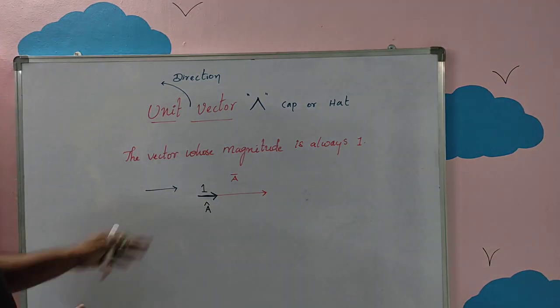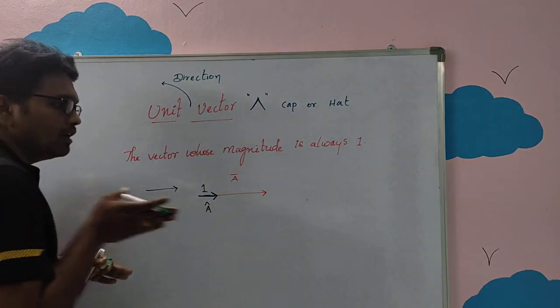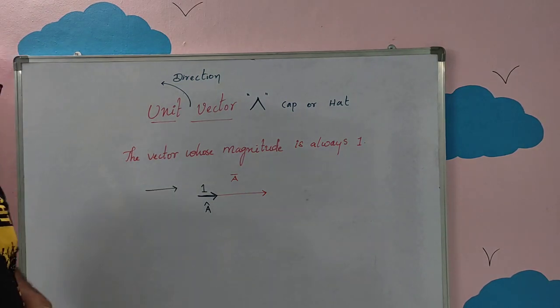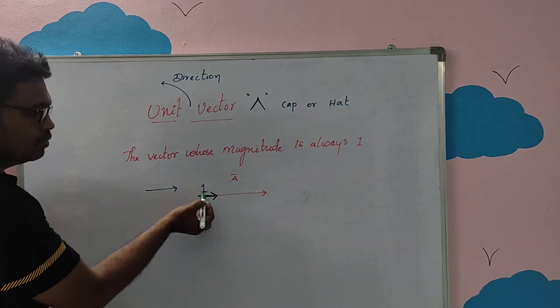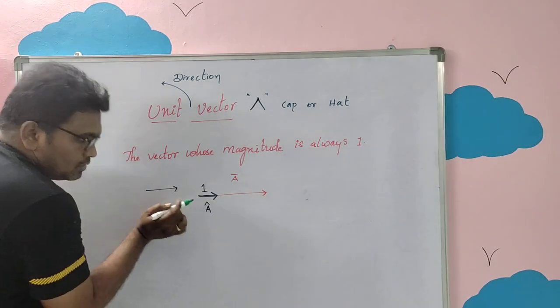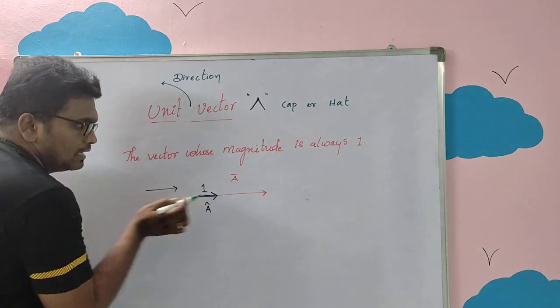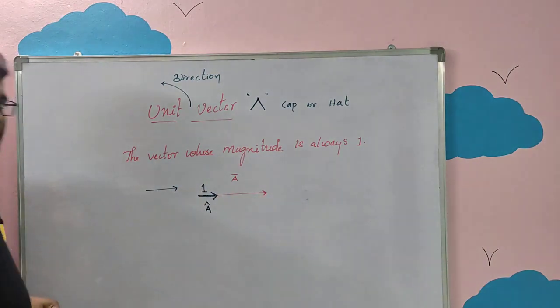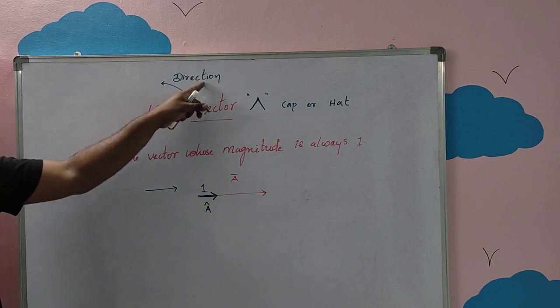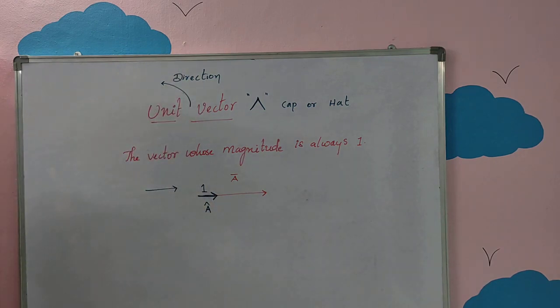So where do we represent these unit vectors? In the main vector, along the direction of the main vector, we can represent the unit vectors. So A cap is the unit vector along the vector A. If you see, this unit vector is just giving the direction of the main vector A. So the purpose of using the unit vector is giving the direction of main vectors, in which direction we are explaining them.